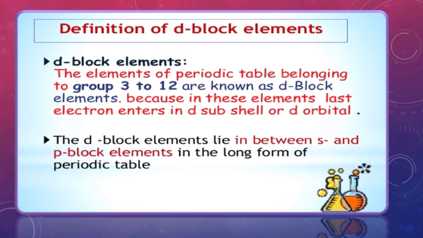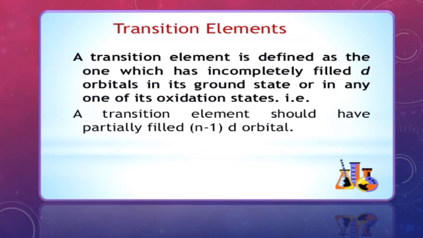It contains 10 groups, that is from the 3rd to the 12th group, and the D block elements lie in between S and P block elements in the long form of the periodic table. D block elements are also known as transition elements.